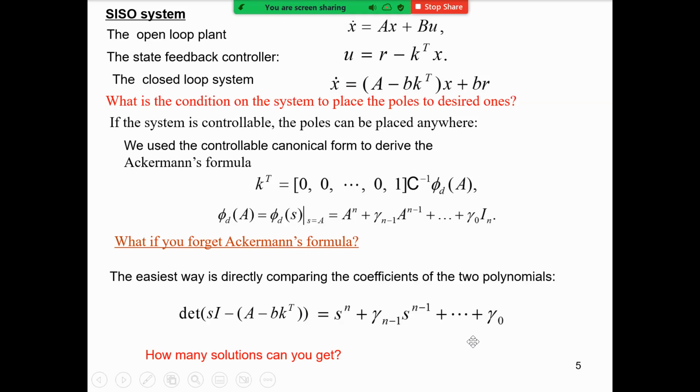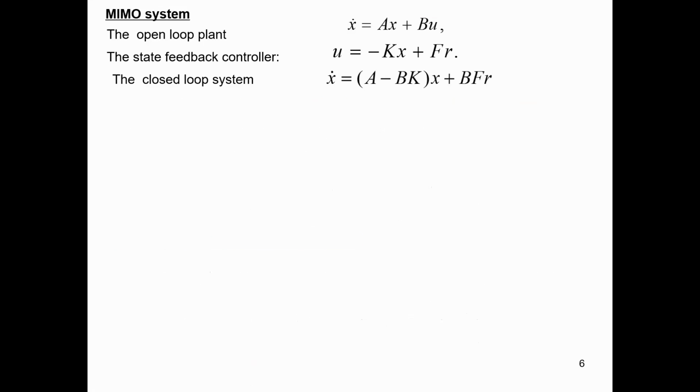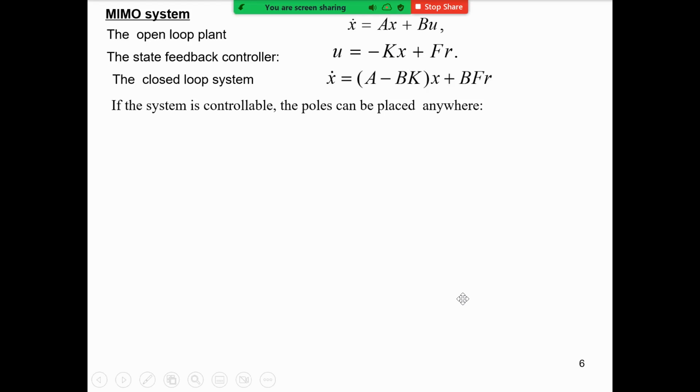Now for the single input case, how many solutions can you get? Of course, right now there is only one solution. Okay. Now for the multiple input case, right? This is the case we're going to handle for the mini project. Okay, so in this case, U is a vector, now K is a matrix. If the system is controllable, the poles can be placed anywhere. So we have the same condition, but the main difference is this one. Is the solution unique?